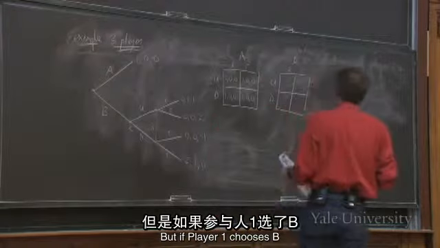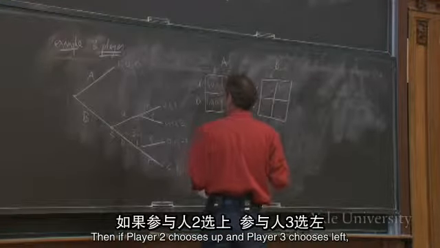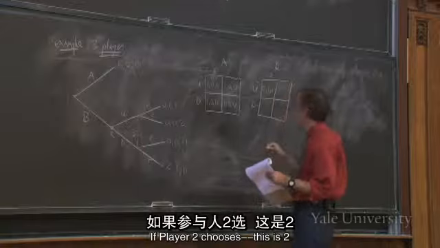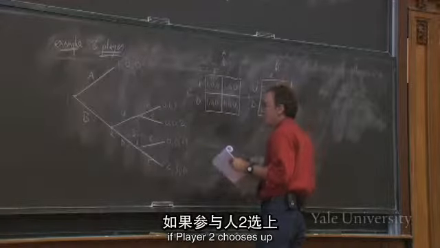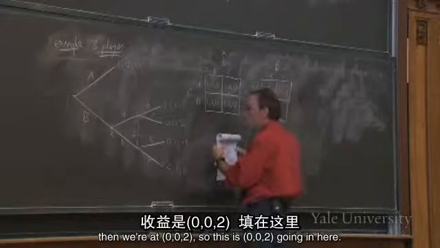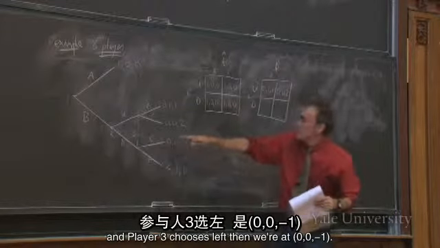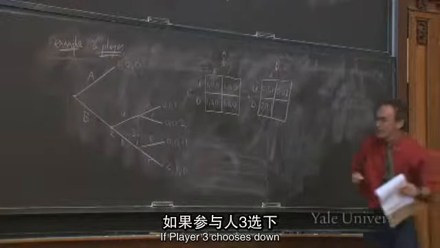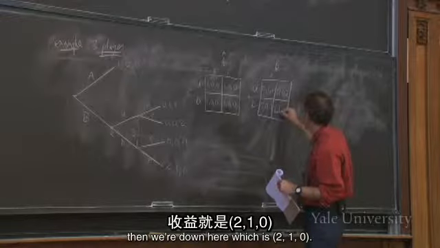But if player one chooses B, then life gets more interesting. Then if player two chooses up and player three chooses left, we end up here. So that's 0, 1, 1. If player two chooses up and player three chooses right, then we're at 0, 0, 2. If player 2 chooses down and player 3 chooses left, then we're at 0, 0, minus 1. Everyone okay with that? And if player 2 chooses down and player 3 chooses right, then we're down here, which is 2, 1, 0.